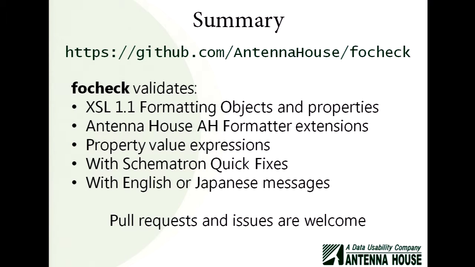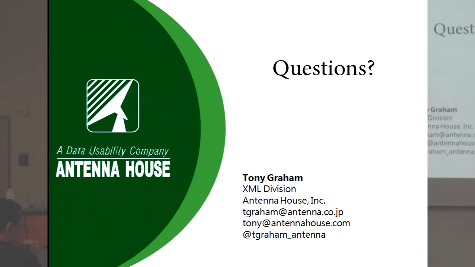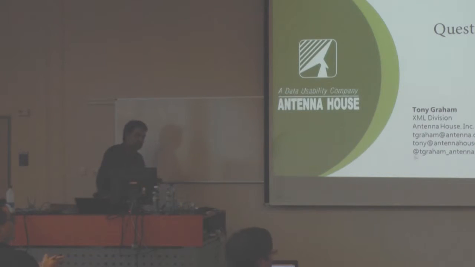I thought I had a future work slide. Okay, so to finish up, focheck validates XSL 1 formatting objects as well as Antenna House extensions. It's the only way to do property value expressions inside the editor. It now has some Schematron quick fixes with more to come, and it's available localized for Japanese. And pull requests and issues are welcome, most of them actually come from the oXygen people. So, questions?